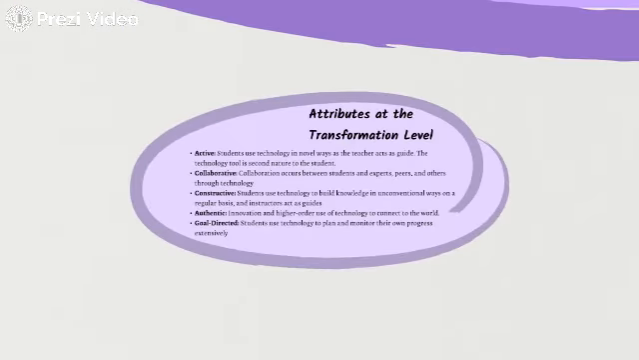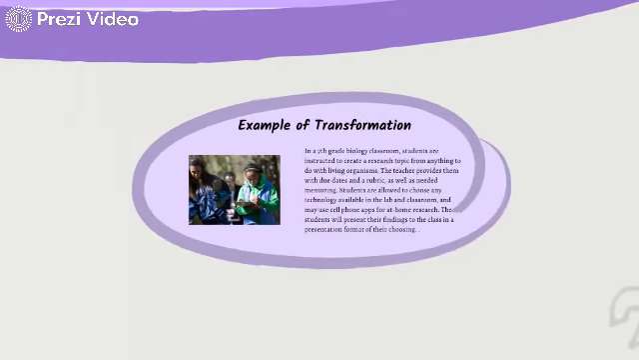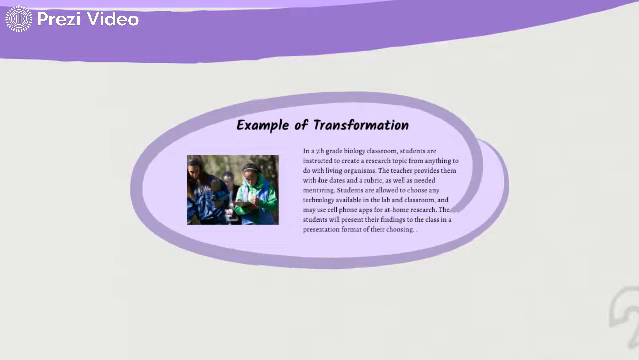Looking at the way the attributes align with the transformation level, you can see that technology is in heavy use, and students are expected to work collaboratively. Building and sharing their understandings through technology allows for higher order thinking. An example comes from a 7th grade advanced biology class that I substituted for last year.